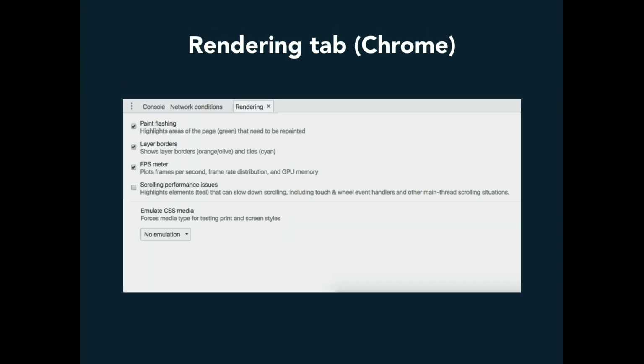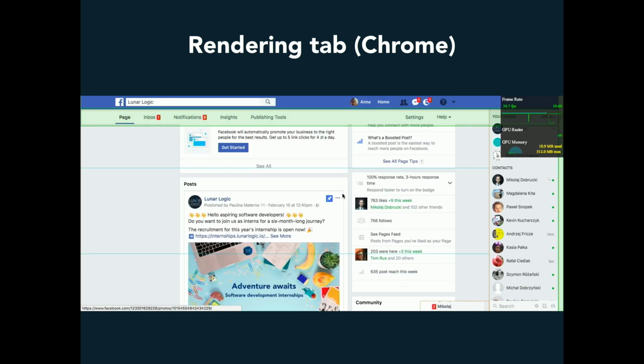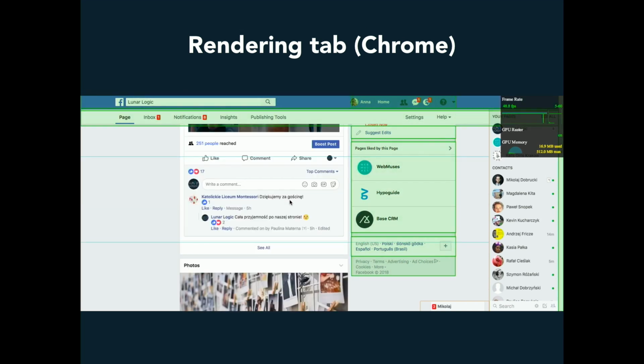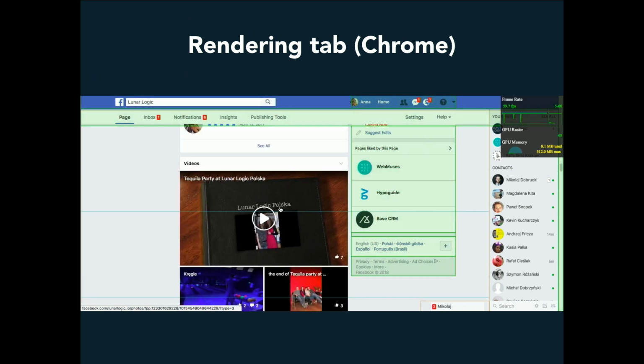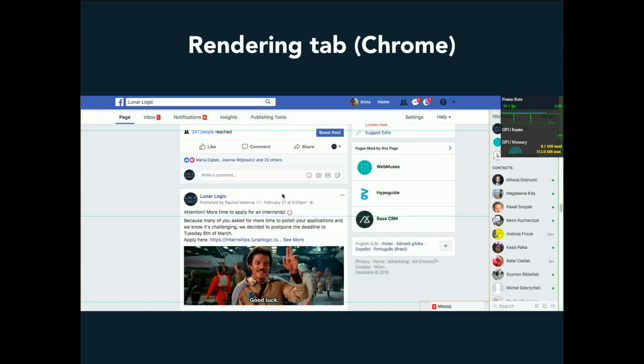Thankfully, we also have the Rendering tab. It also shows us the paint flashing. Also, it will show us the layer borders, some FPS meter, and if we have scrolling performance issues. It's enabled the same way as the Layers tab. And it's a great tool. This is how it looks in use. The green areas are what gets repainted every time you start scrolling Facebook. So you can see how much overload it gives us there, because we have so many elements.